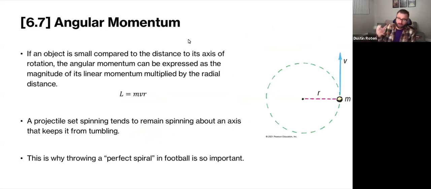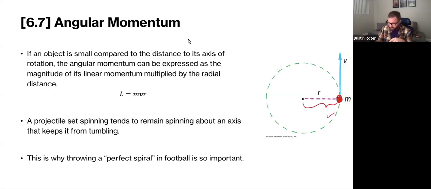If an object is small compared to its distance to the axis of rotation, then we can rewrite the angular momentum and express it as linear momentum, just multiplied by a radial distance. Let's check it out. If we have this small object, well, that looks pretty small compared to this distance. I'd say it's like 10% of that distance. So that requirement checks out.